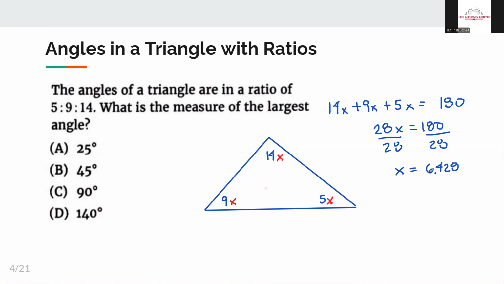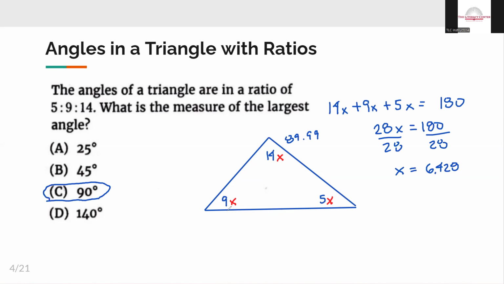So if you divided that out, you might get 6.428. And if we take that number and we multiply it by 14, we should get our largest angle. We'll get something very close to our largest angle. Because of the rounding, we might not get exactly the right number. In fact, I get 89.99. Well, guess which angle that is? That is 90, and that's our answer.